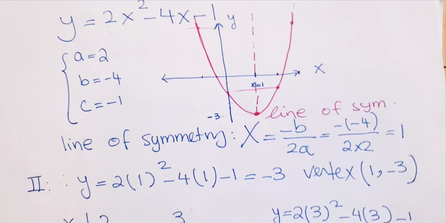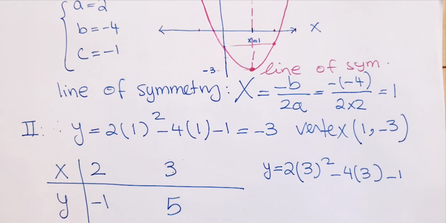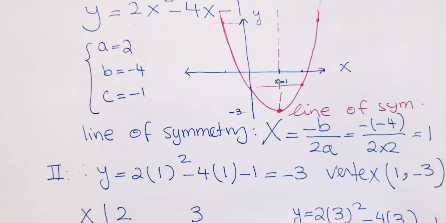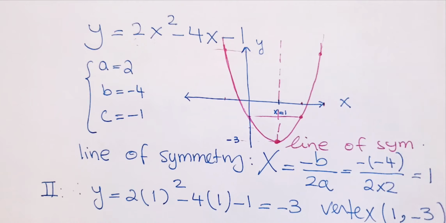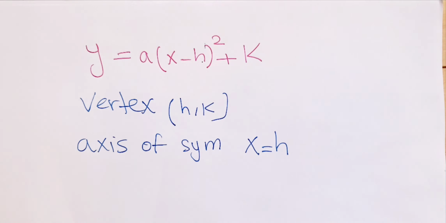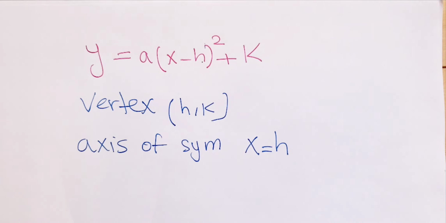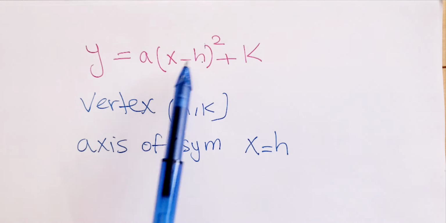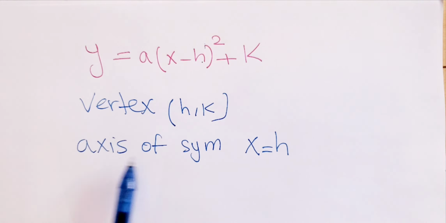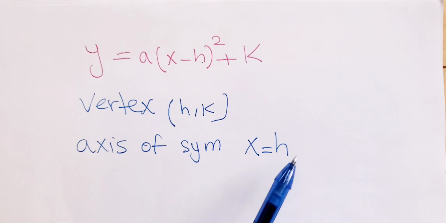Okay, and if you refer to my previous video, there are a couple of examples which I solved for you, but sometimes it's not in a standard format, so we use these 2 formulas. The vertex would be at (h, k), and then the axis of symmetry would be x equals h.